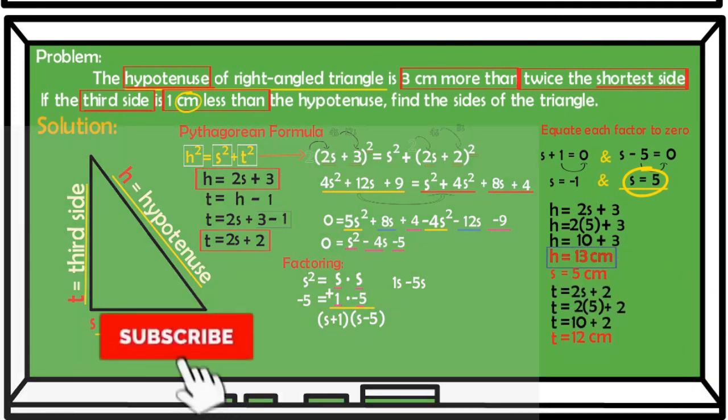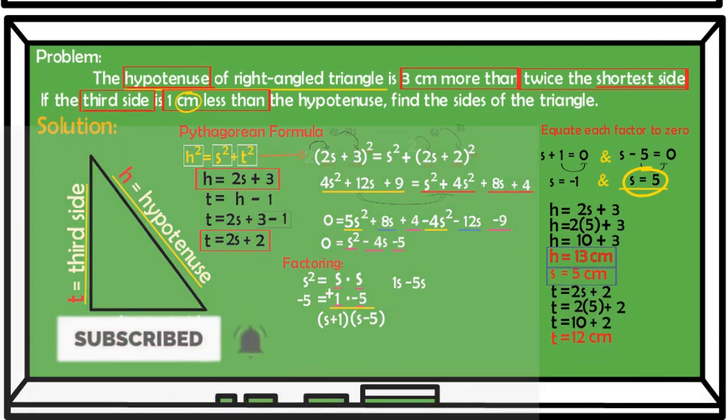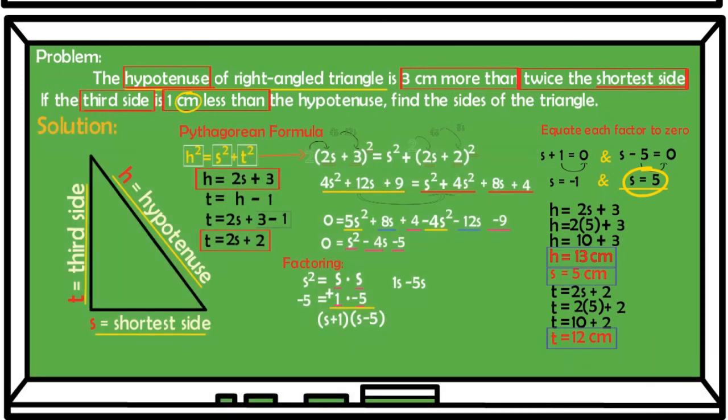Again, the value of our h is 13 centimeter. The value of the shortest side is 5 centimeter. And the value of the third side is 12 centimeter.